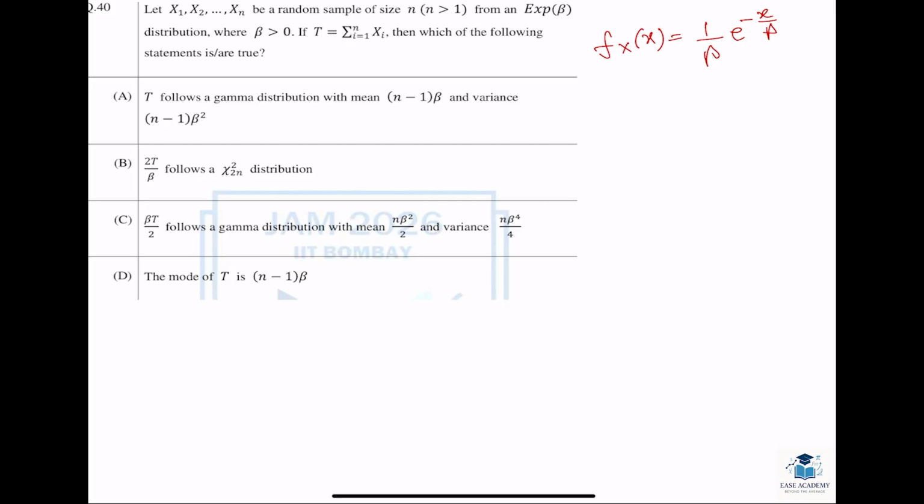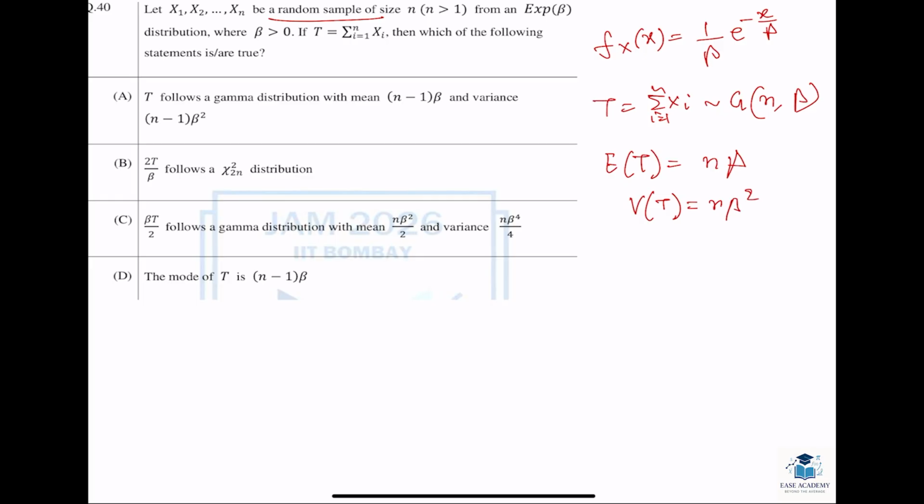So now here T is summation of Xi, i goes from 1 to n, and it is a random sample, that means all Xi's are independent. तो ये क्या फॉलो करेगा? That would follow gamma, क्योंकि रिजल्ट है, and we can prove easily by transformation. तो ये गामा n comma beta फॉलो करेगा. तो एक्सपेक्टेशन ऑफ T वुड बी n beta एंड वेरिएंस ऑफ T वुड बी n beta square. सो फर्स्ट स्टेटमेंट इज रॉन्ग.